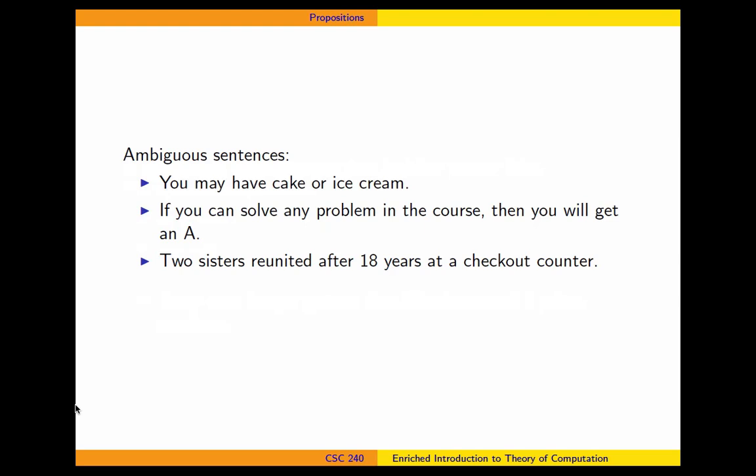Finally, consider the sentence, 2 sisters reunited after 18 years at a checkout counter. One interpretation is that the sisters met at the checkout counter after not seeing one another for 18 years. Another interpretation is that they reunited after one or both of them spent 18 years at a checkout counter. The ambiguity of natural language is one of the reasons that logic is used throughout mathematics and computer science, and one of the reasons it is not used in politics.